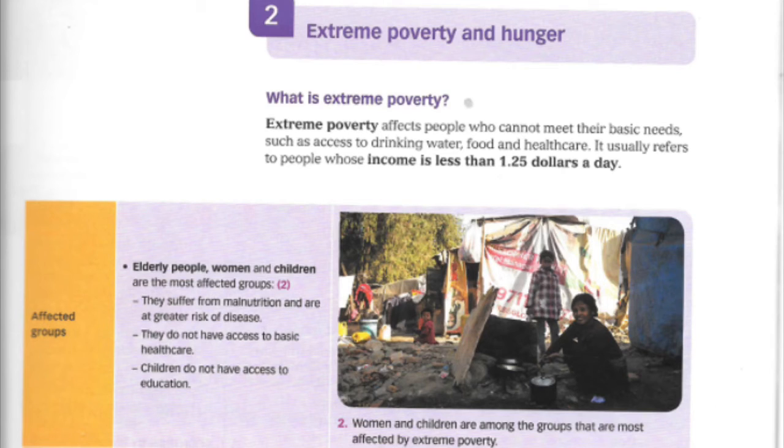Affected groups. Elderly people, women, and children are the most affected groups. They suffer from malnutrition and are at greater risk of disease. They do not have access to basic health care. Children do not have access to education.